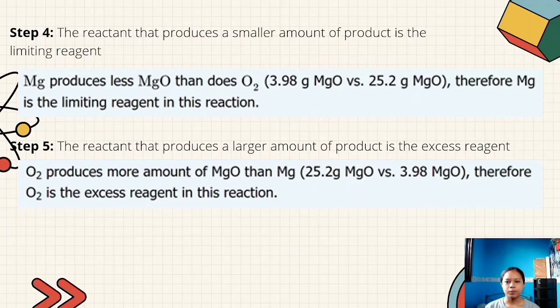The reactant that produces a smaller amount of product is the limiting reactant. Thus, magnesium is the limiting reagent. Meanwhile, the reactant that produces the larger amount is the excess reagent, which is the oxygen gas.